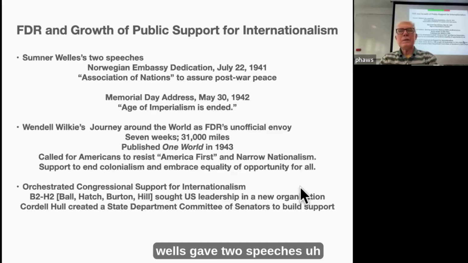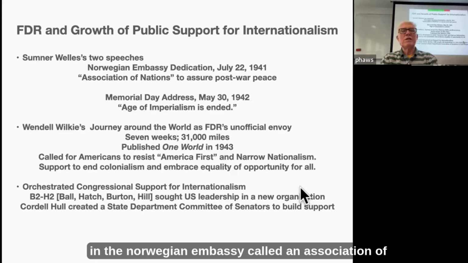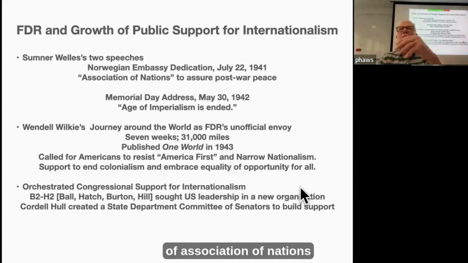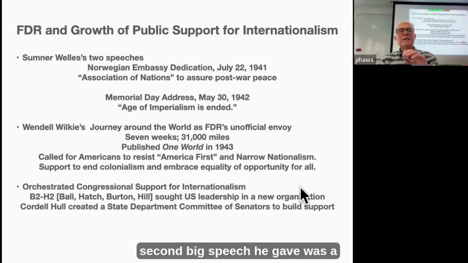And Welles gave two speeches in 1941 and 1942. The first, in July of 1941, before we entered the war, was given at the dedication of a new building in the Norwegian embassy, called an Association of Nations, in which he announced that some kind of association of nations after the war has to be the goal in order to achieve a viable peace. The second big speech he gave was a Memorial Day address in May of 1942, entitled "The Age of Imperialism is Ended."